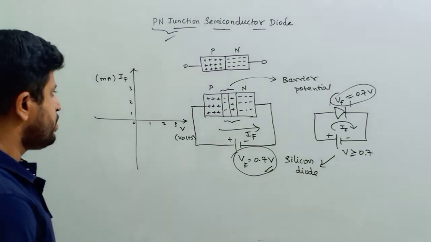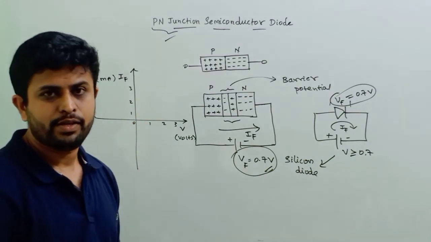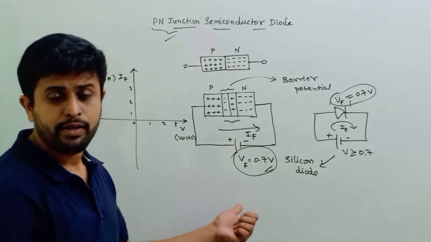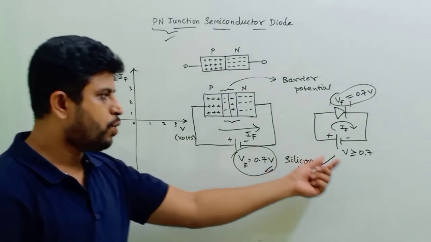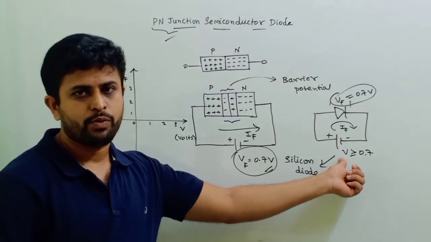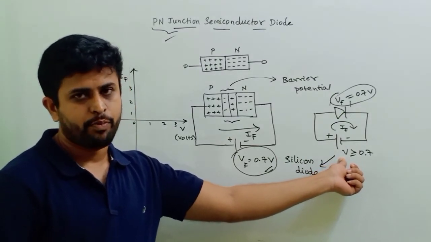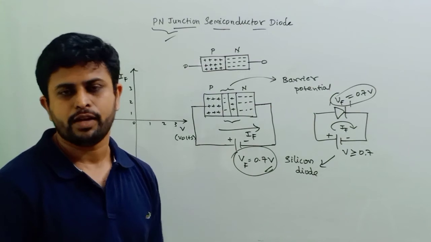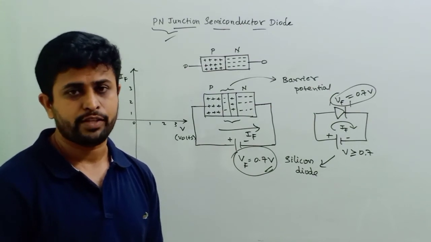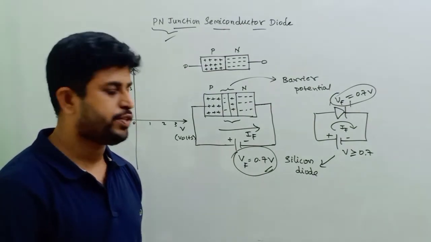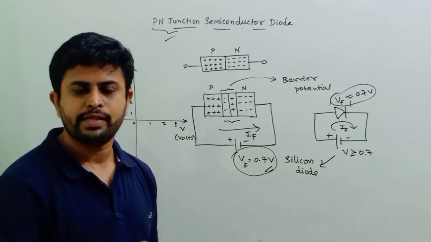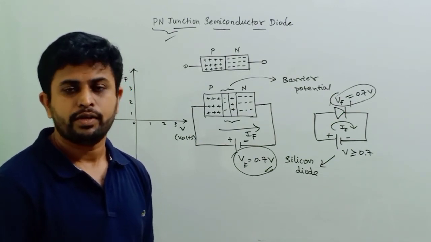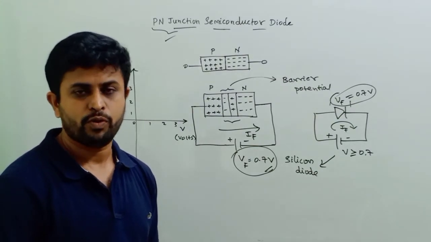Fine. As we discussed what happens in the diode when it is forward biased. When the voltage given to the diode is equal to or greater than 0.7, then the current starts flowing through the diode. We call that forward current because the current is flowing from P region to N region. When the voltage is less than 0.7, the diode does not allow the current to flow through it.